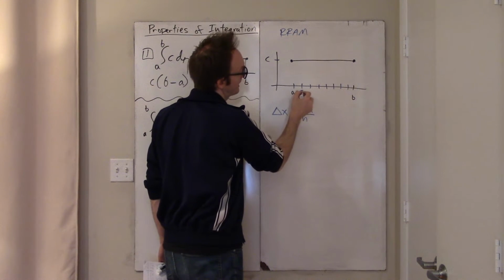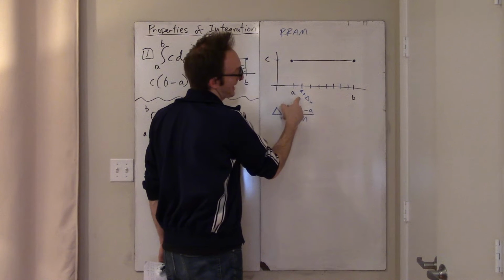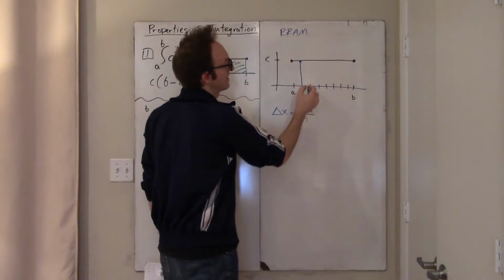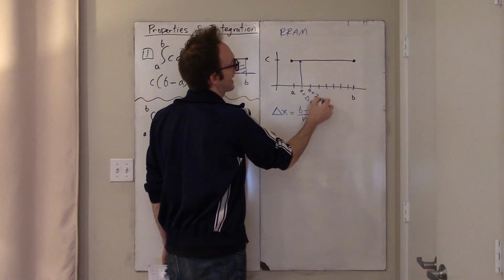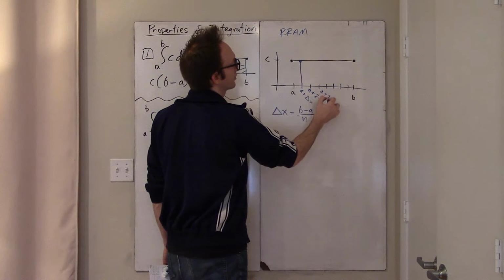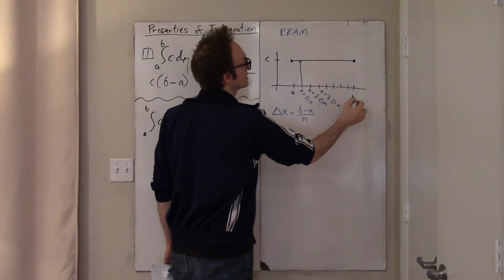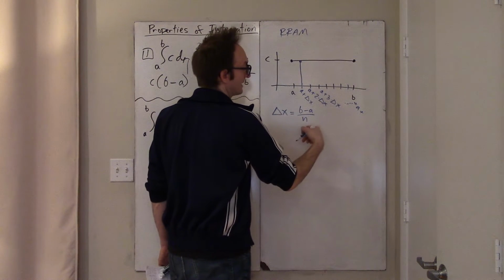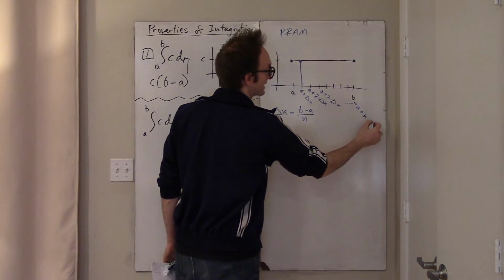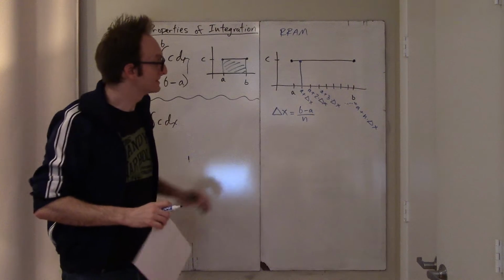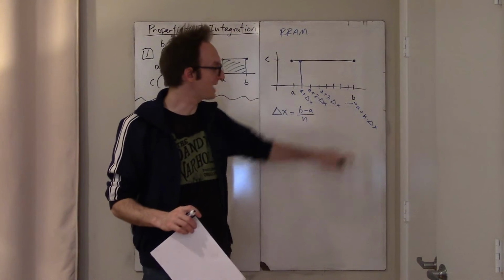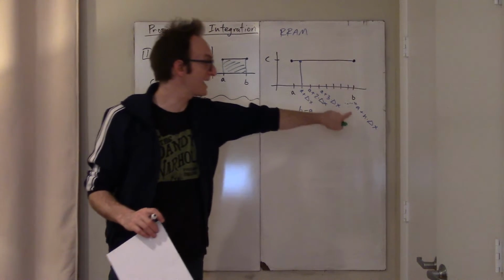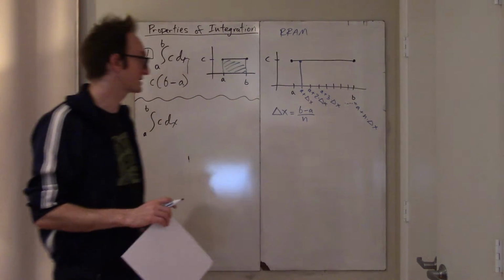So this first one will be a plus delta x, this first x value, where I'm going to look at the height. The next one will be a plus 2 delta x. The next one will be a plus 3 delta x, etc. All the way over to the last one, which will be a plus n delta x. And if you multiply delta x by n, because I've moved over n times, you get b minus a, and a plus b minus a is b, so it all checks out.